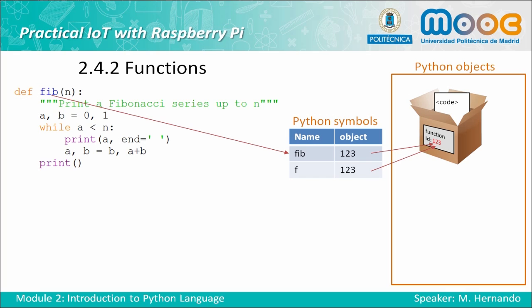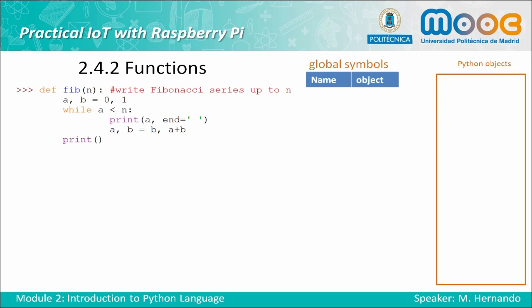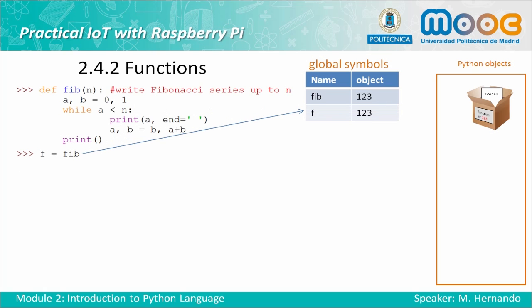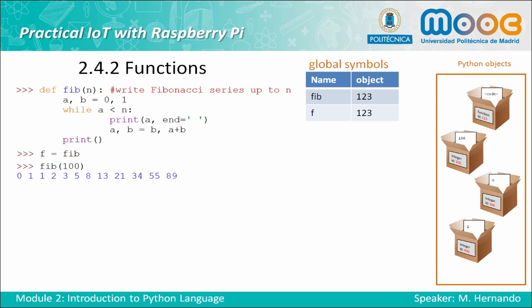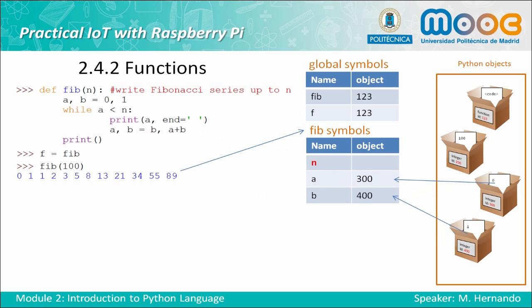The first statement of the function body can optionally be a string literal. This string literal is the function's documentation string or docstring. For example, when defining the function fib, the object corresponding to the function is created, and a new entry in the global symbol table is added. When a new variable is used for referencing the same code, a new entry is added to the global symbol table. What is really important is that the execution of a function introduces a new symbol table used for the local variables of the function.